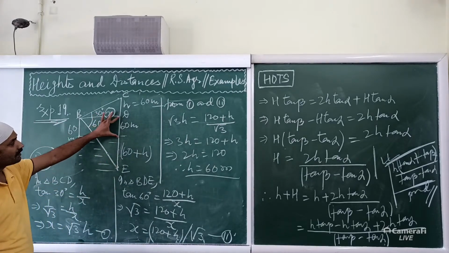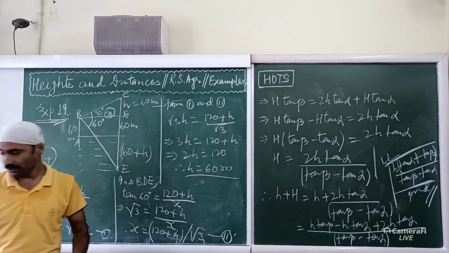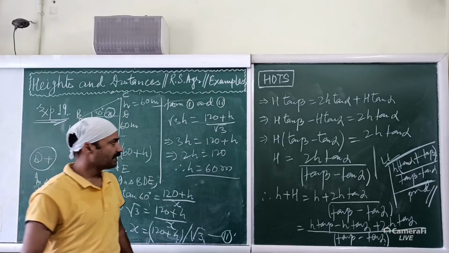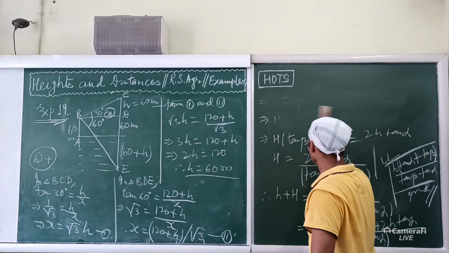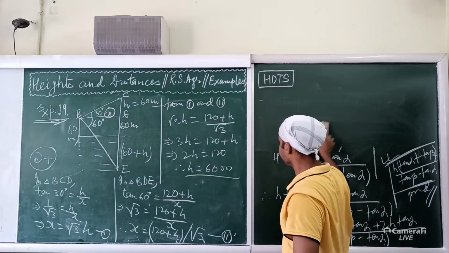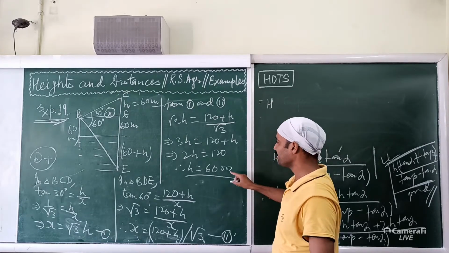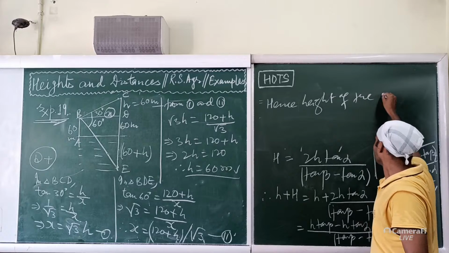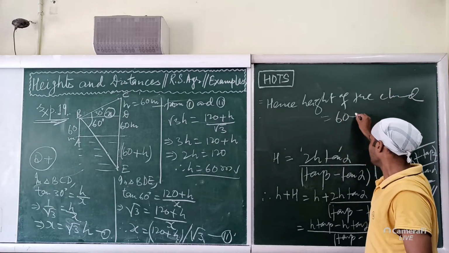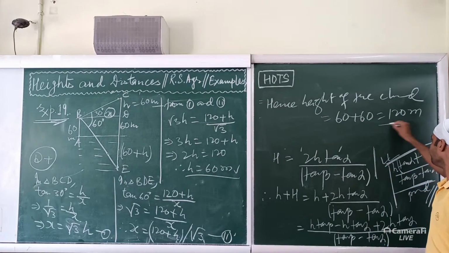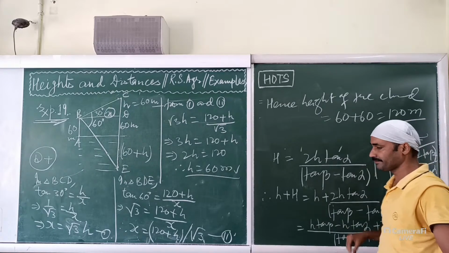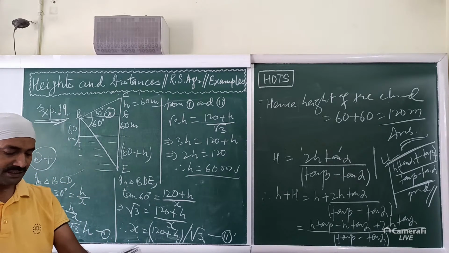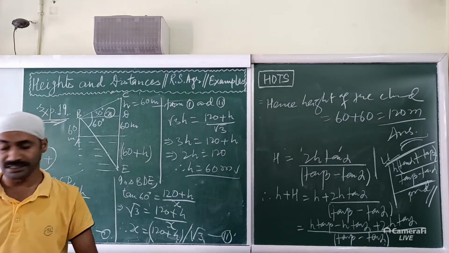What will be the total height? This plus this means 60 plus 60, 120 meter will be our required answer. So ultimately we will write: hence height of the cloud from the lake equals 60 plus 60 equals 120 meter, our required answer. Clear? And our next question after 19 will be question number 20, example number 20.